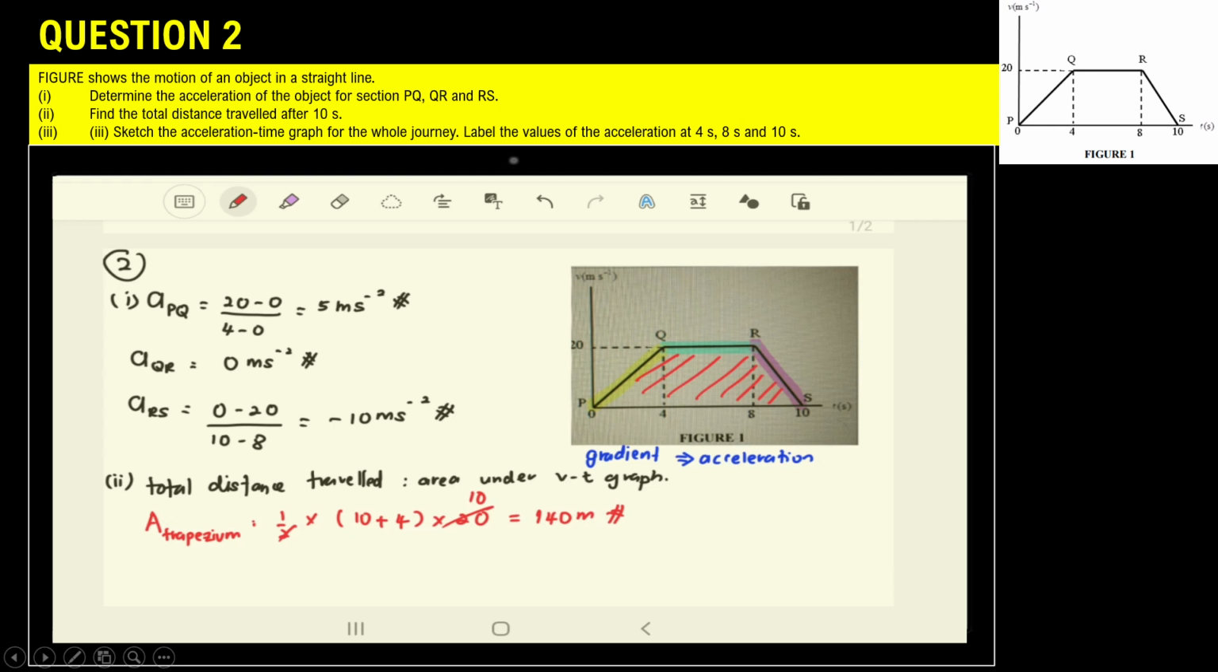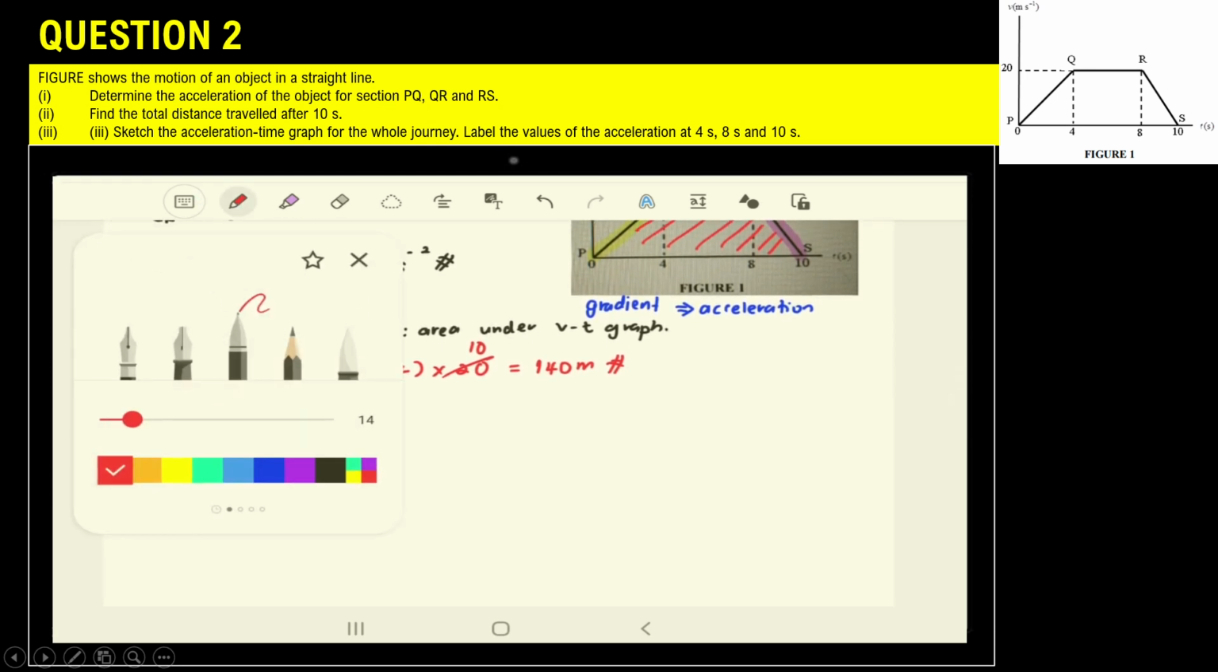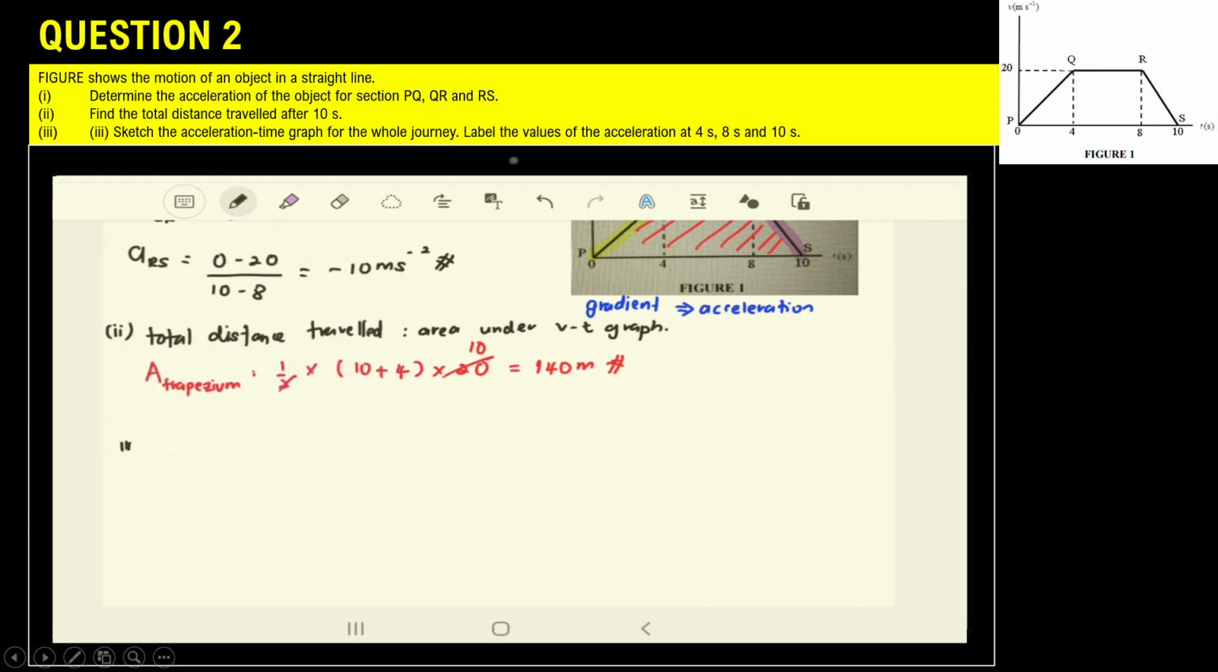Alright, and the last one, we want to sketch the acceleration time graph for the whole journey. Label the values of the acceleration at 4 seconds, 8 seconds, and 10 seconds. So we want to sketch the graph with the y-axis and x-axis. We have A, and make sure you write the unit, and T is the time in seconds. So 0, 4, 8, and here is 10. Make sure you label the time first.